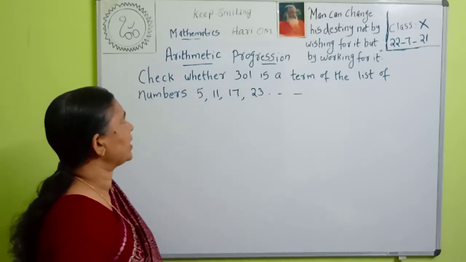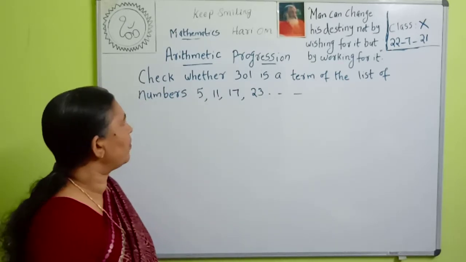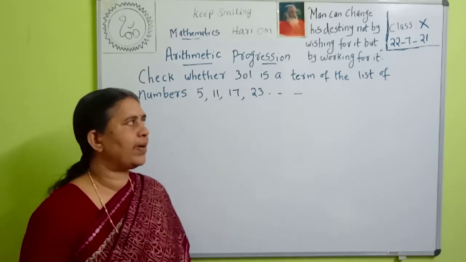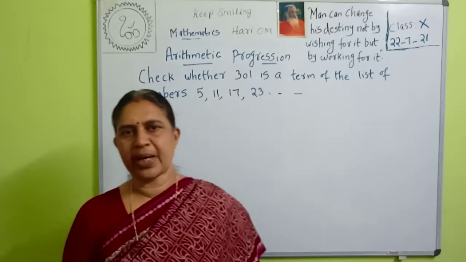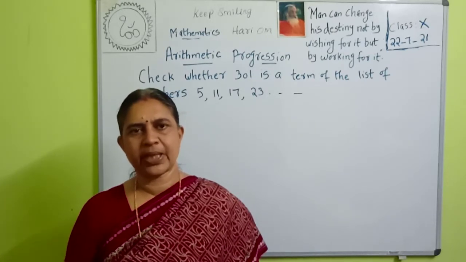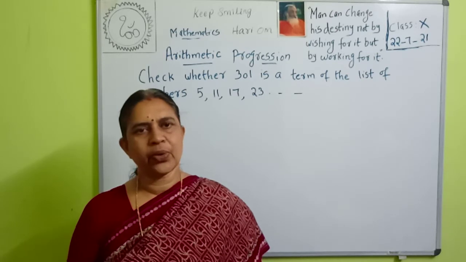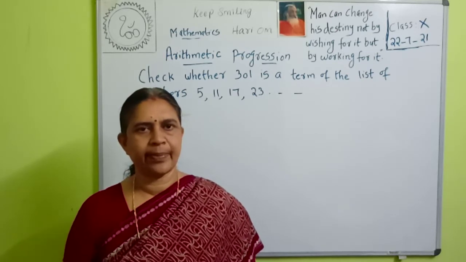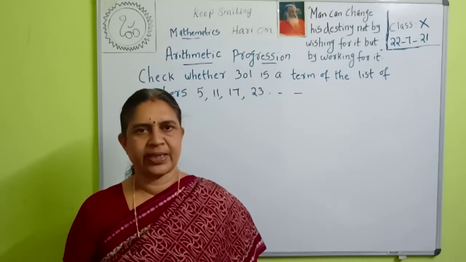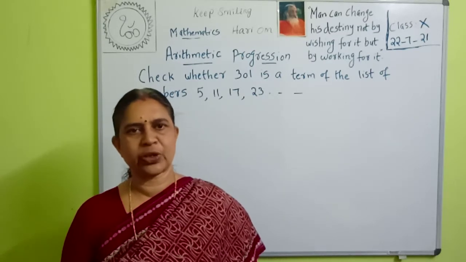Yesterday we studied arithmetic progression. What is the formula to find the nth term of an AP? The nth term of an AP, an is equal to a plus n minus 1 into d, where a is the first term and n is the number of terms and d is the common difference. Today we can do some problems based on this formula.